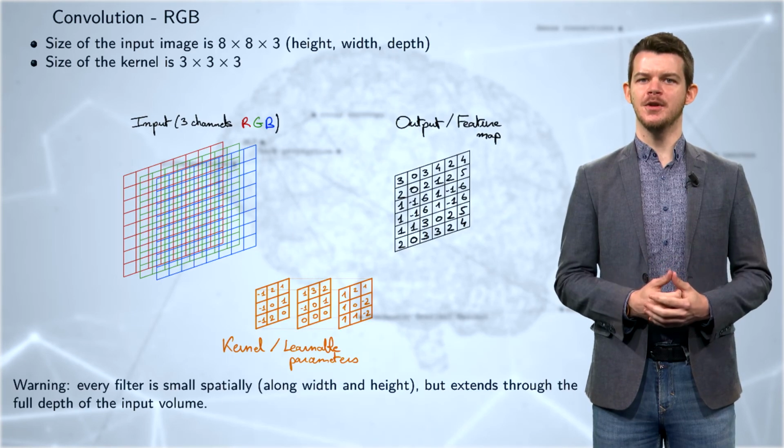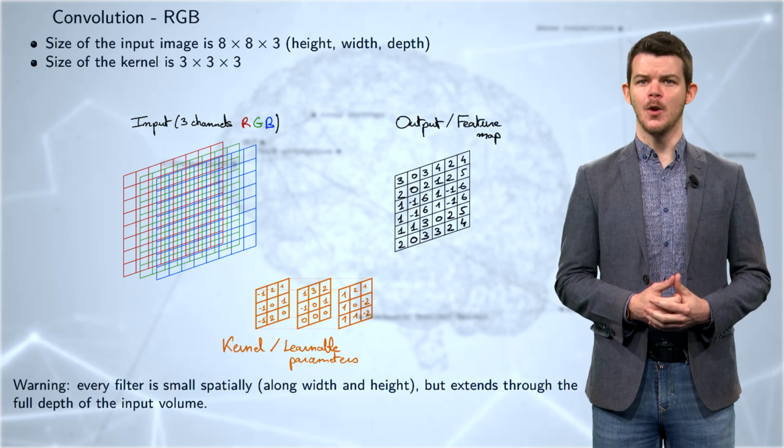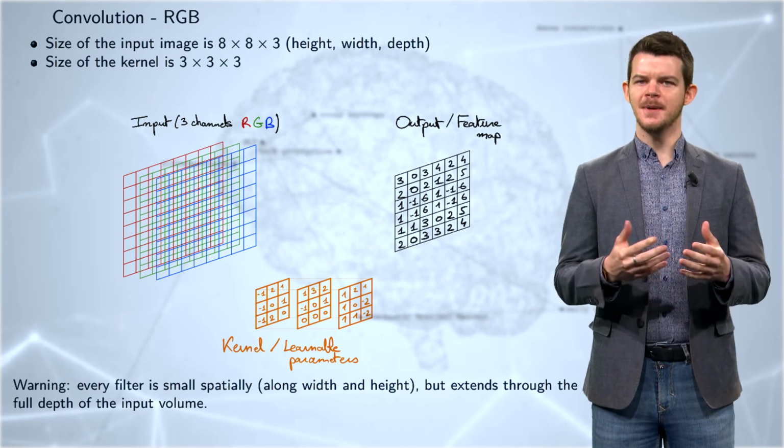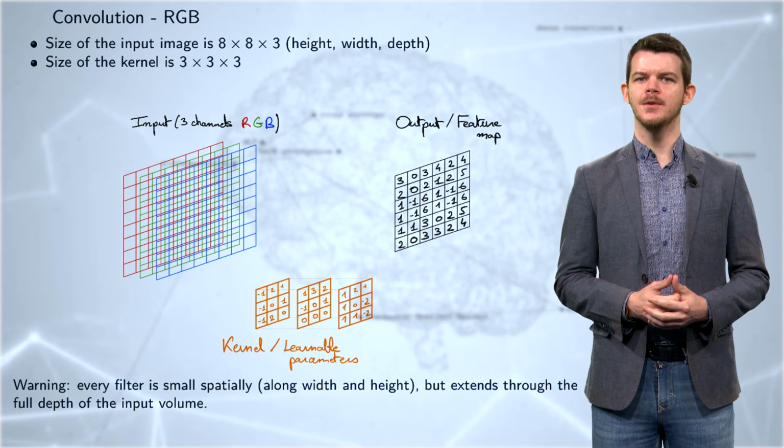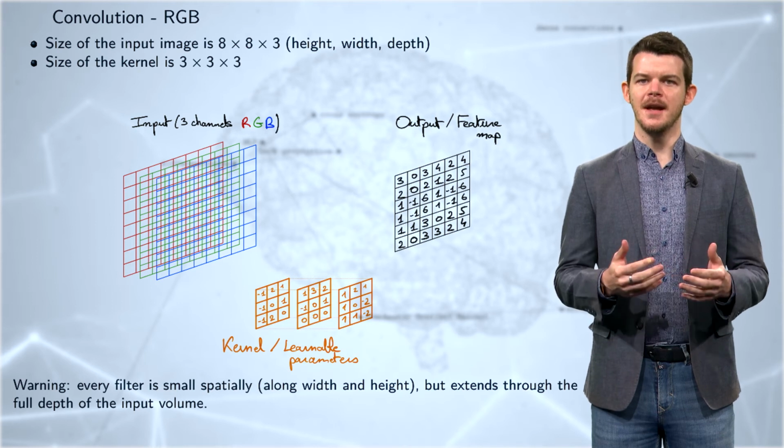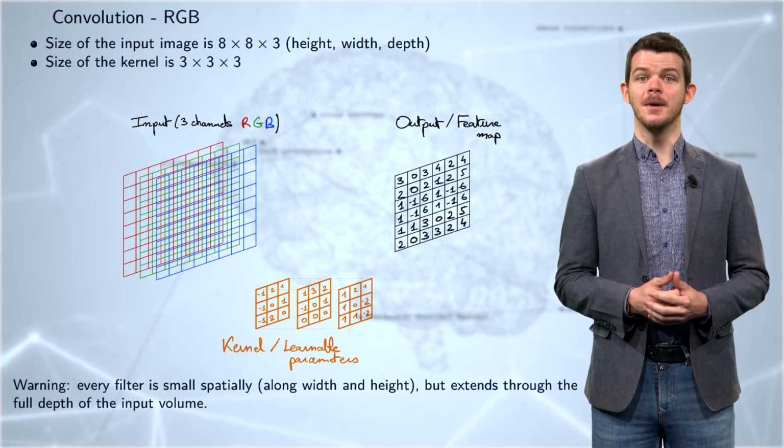Nowadays, we often deal with colorful images, so we need to see how the previous convolution can be extended to colorful images. Colorful images are usually described with three channels: red, green, and blue. Each pixel can be decomposed into a red value, a green value, and a blue value, which means that the image is now a three-dimensional object. The image is now of size 8 by 8 by 3: the height, the width, and the depth.